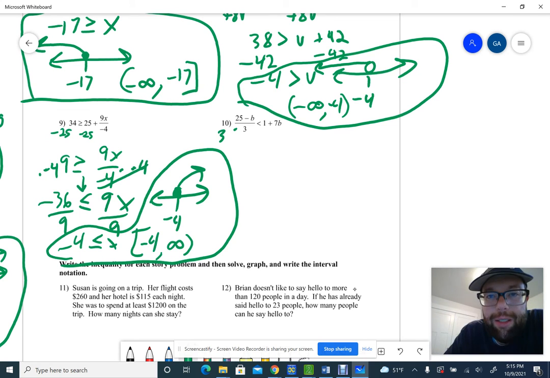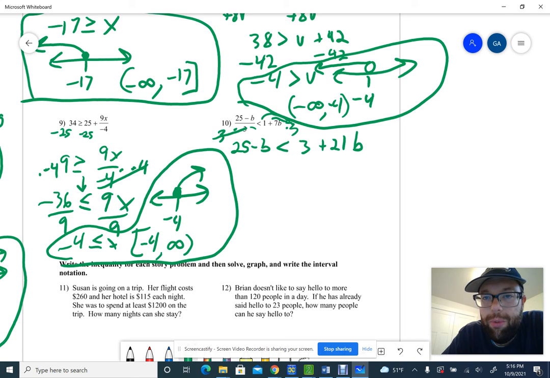Now, the problem with this is there's more than one term still over here, right? This is why we usually do it last. So if there's more than one term, when you multiply or divide, you're technically doing it to the entire side. So since this whole side is dividing by 3, it just cancels out. But this side, you just have to distribute to both terms. And you'd have 25 minus b is less than 3 plus 21b.